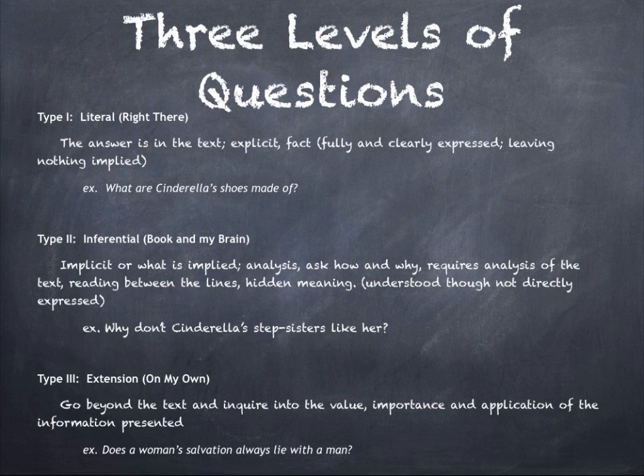The next 2 types are type 2 and type 3 questions. These are the most challenging questions for students to answer. Type 2 or inferential questions, in student-friendly terms, are called book in my brain questions. These are questions that are implicit or what is implied. They involve analysis, they ask how and why, they require analysis of the text, reading between the lines, hidden meaning. So really what's happening is that the answer is understood though not directly expressed.